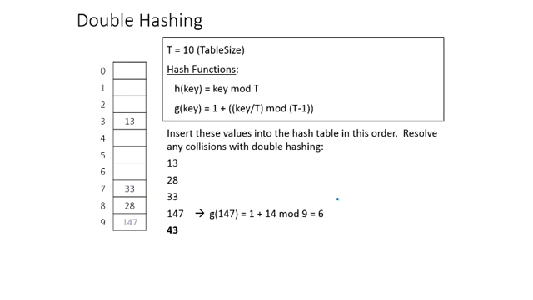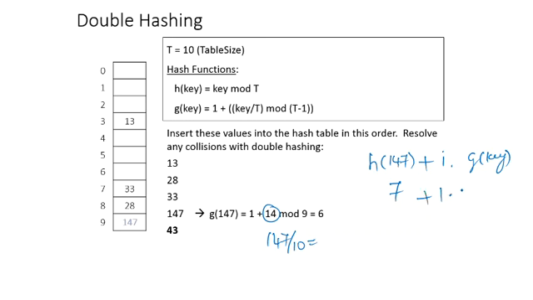Now when it comes to 147, the formula for g of key is 147 divided by 10, giving 14, and 14 mod 9 is 5. So 5 plus 1 is 6. Your h of 147 is 7 plus the first collision times g key, so 7 plus 6 is 13. 13 is greater than the table size, so again we perform mod with 10, and you get the third position. So 147 will be stored in the third position. This is the technique for double hashing.